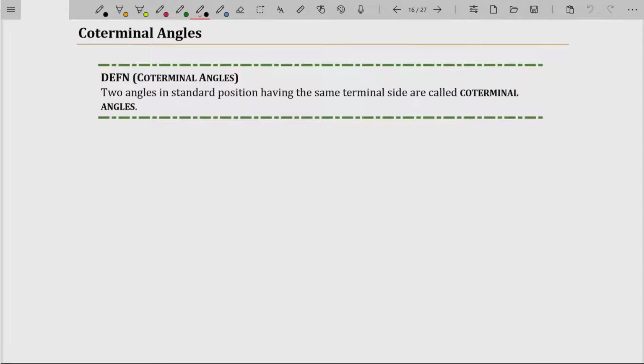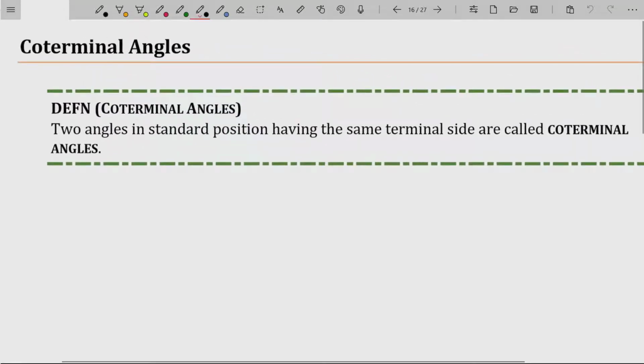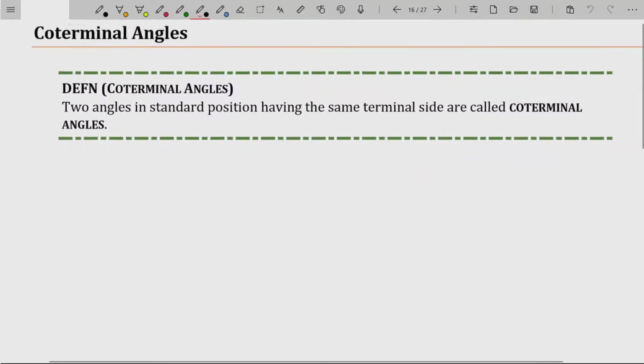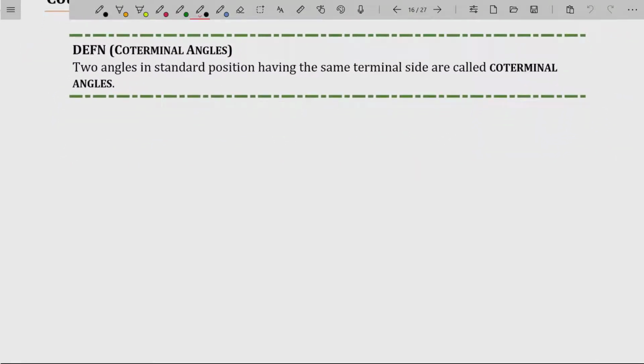And in this video, we'll talk about something that we've already seen, which is the fact that every angle has many angles that lead to the same terminal side. And that's basically what this definition is telling us. Two angles in standard position having the same terminal side are called coterminal angles. And we saw that, I think, in a previous example, but I'll make one up here.